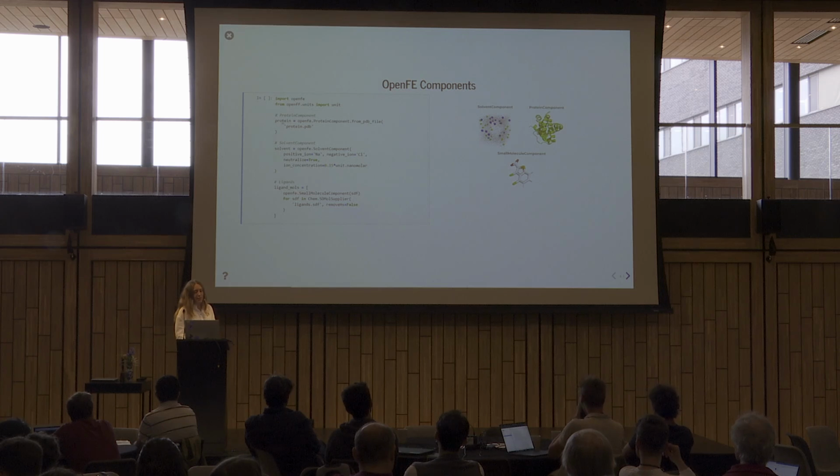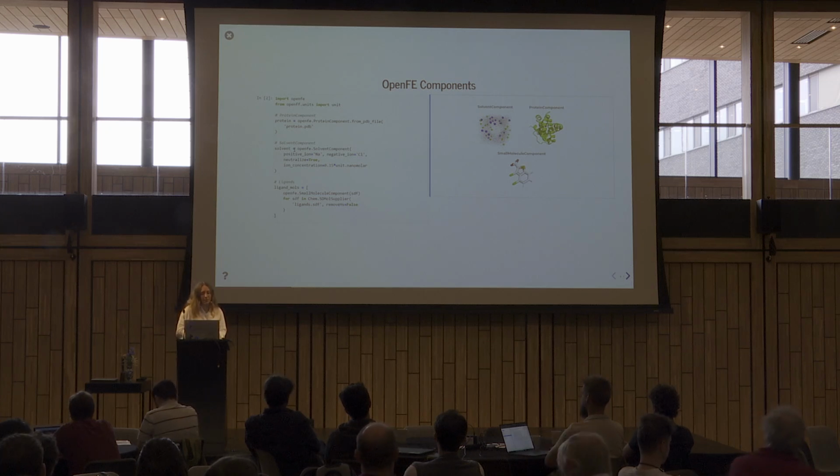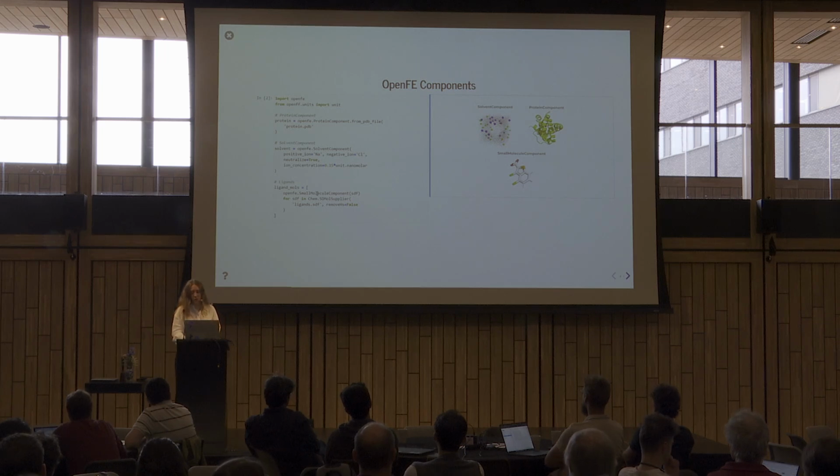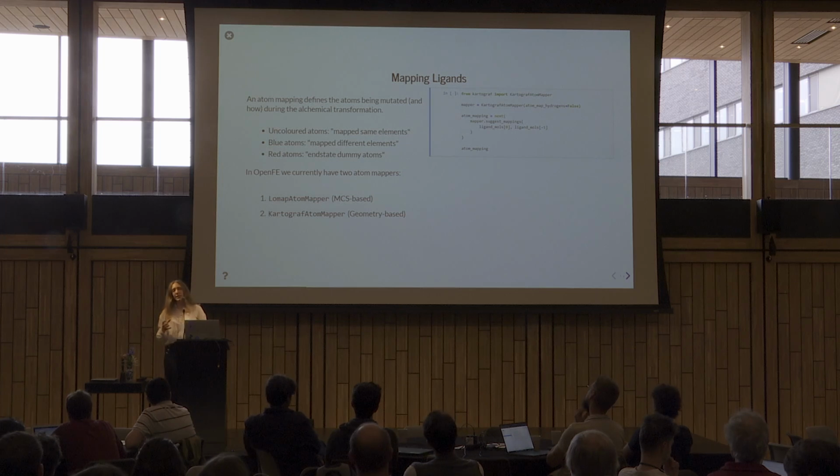Here you can see we define our protein, starting from this protein.pdb. We have our solvent. Here we use an ionic strength of 150 millimolar, and we load in our 14 ligands as a list into our small molecule components. And again, if you had a cofactor, you would also load that in at this point. Now that we have our components, we can go to the next step.